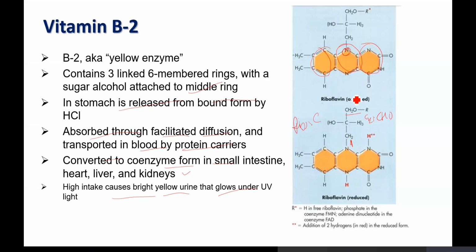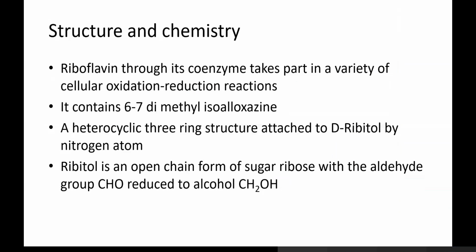Ribitol is an open chain form of a sugar. Which sugar is that? It is a ribose sugar with the aldehyde group, that is CHO, which is then reduced. This is the oxidized form; the reduced form is the alcohol sugar, that is CH2OH. This riboflavin is stable to heat, but it is very sensitive to light, and when exposed to ultraviolet rays of sunlight, it gets converted and degraded. We will see that in detail.